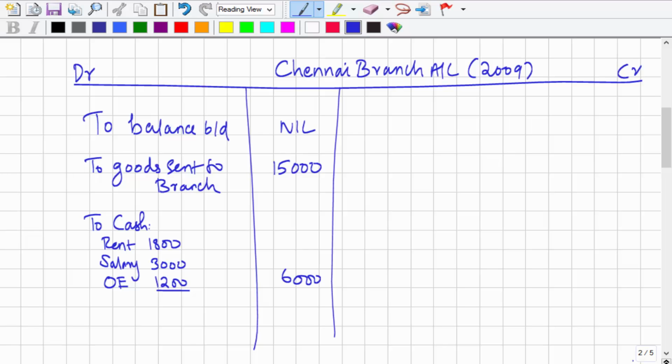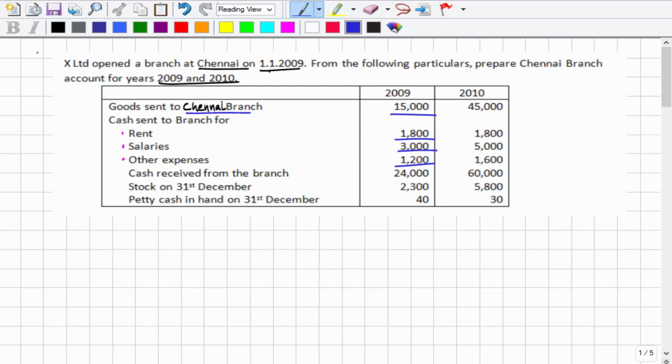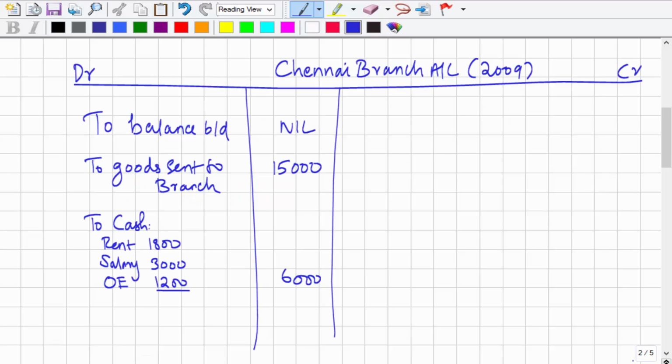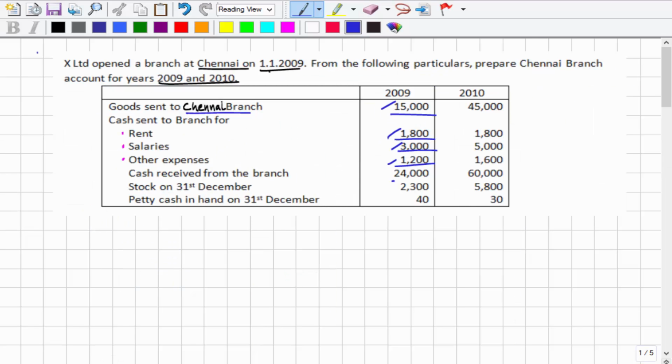Fine. Now let's go back again. So we have covered these items, and next you have cash received from the branch. When cash is received from the branch, the entry is going to be cash account debit to branch, right? So it means we have to say by cash. By cash, and what is the cash that is received? It is 24,000. Fine. So that is also taken care of.